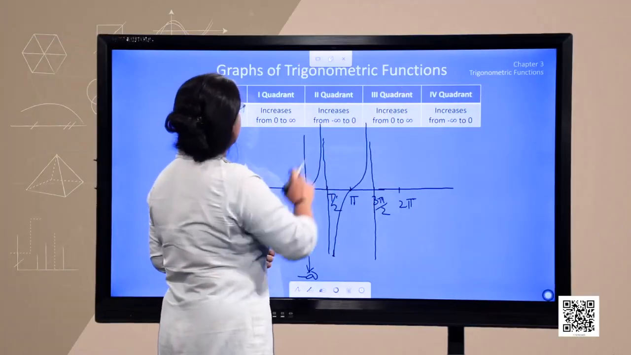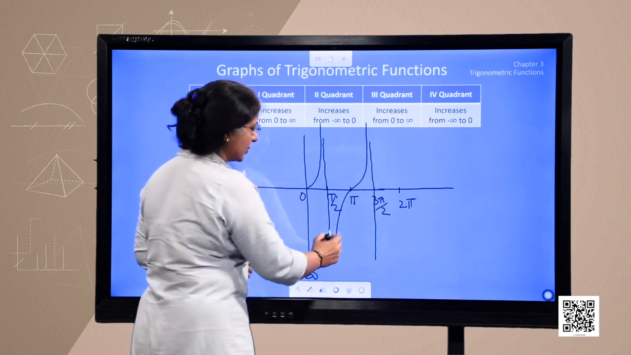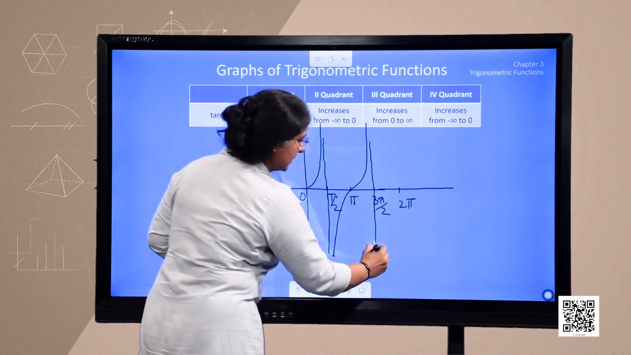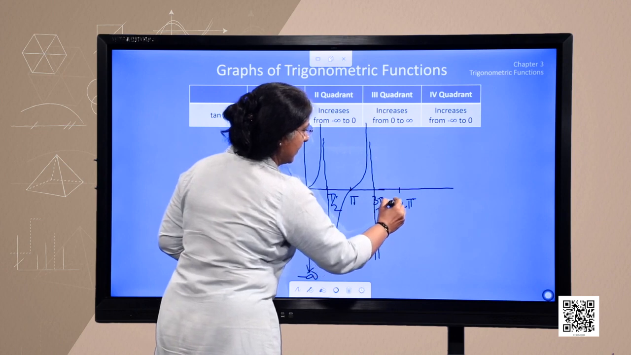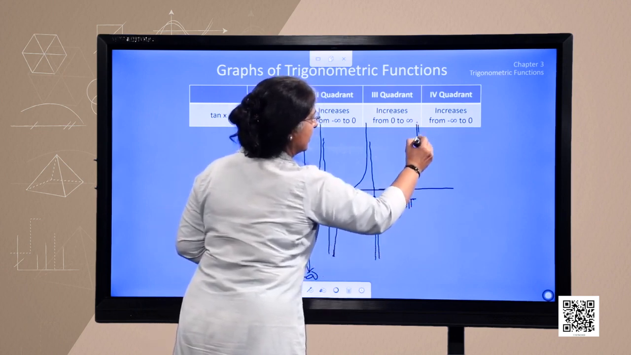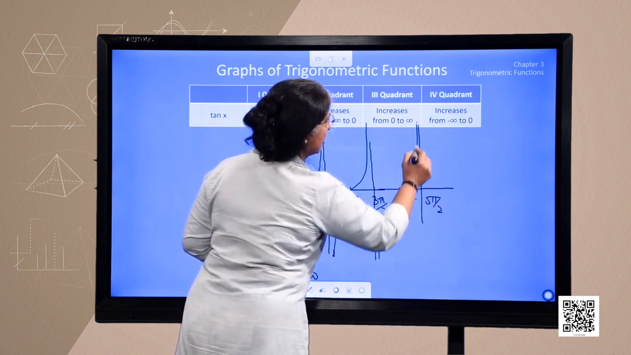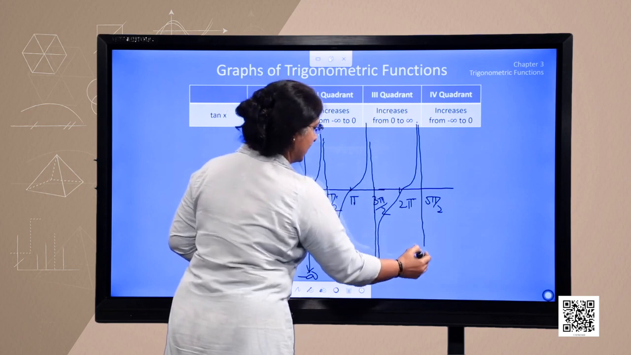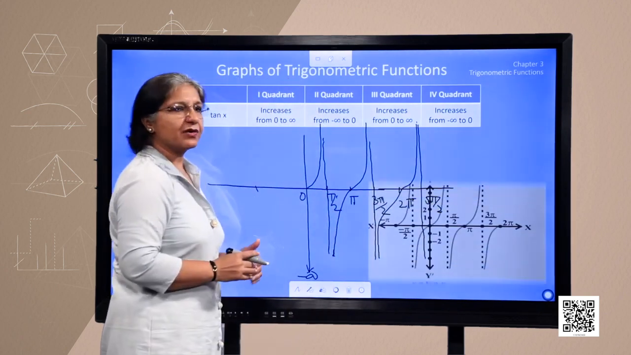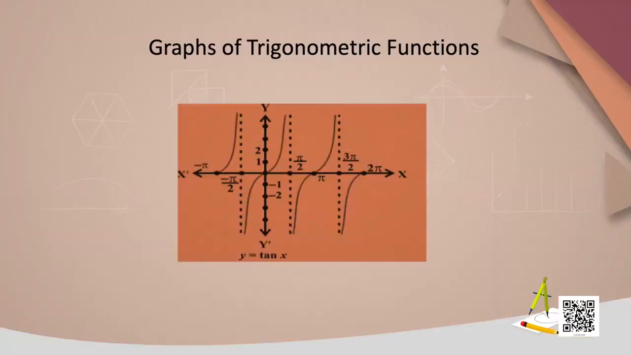Now, in the fourth quadrant, the value of tangent will increase from minus infinity to 0 like this, and it will go further, and at 5 pi by 2 it is again not defined. So, it will not touch this line. In a similar fashion we can extend this graph in the negative direction. As you can see, this is the graph of tangent function.